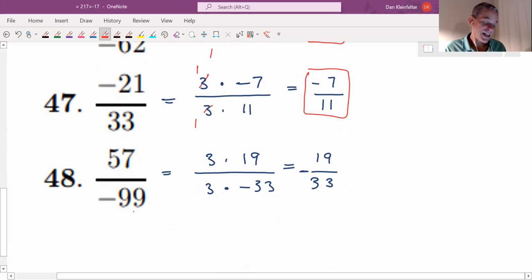57 over negative 99. 57 is 3 times 19. Negative 99, of course, 3 times negative 33. Again, here I'm not bothering with the prime factorizations. I know 33 is 11 times 3, but splitting up that way is not going to help because there's nothing that will go with that in the numerator. So numerator and denominator, we divide those by the 3's, leaving us just with the negative 19 over 33.